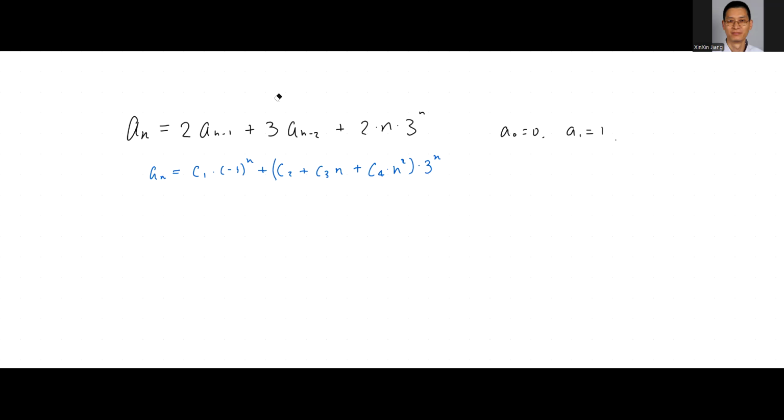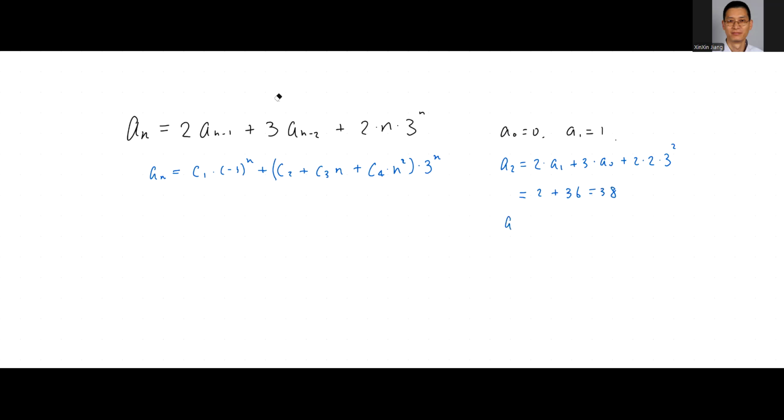That's fine. We can use the recurrence relation and 2 initial values to generate more terms. For example, A2, you can generate it from the 2 initial values and the recurrence relation. So 2 times A1 plus 3 times A0 plus 2 times n, which is 2 times 3 squared. So you have 2, plus 3 times 0 is 0, plus 4 times 9, which is 36. I get 38. And then you keep doing that.